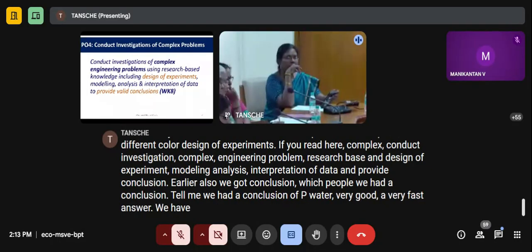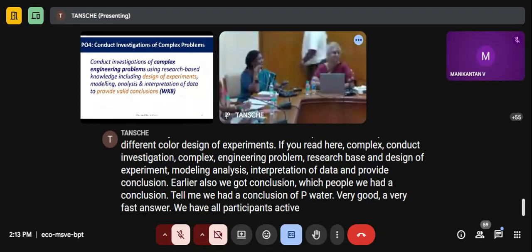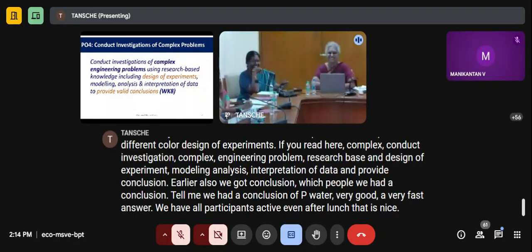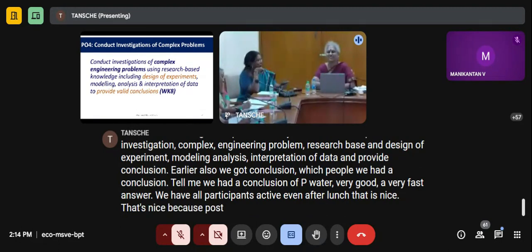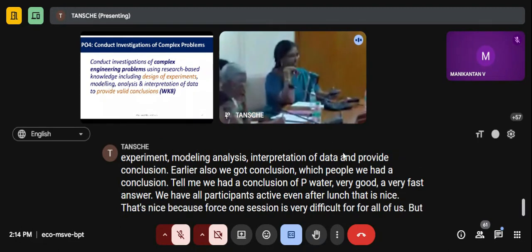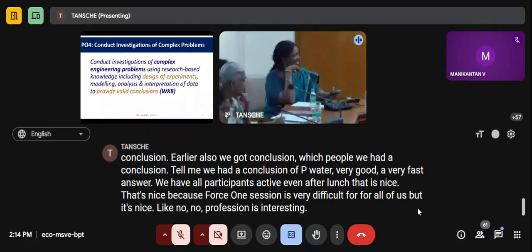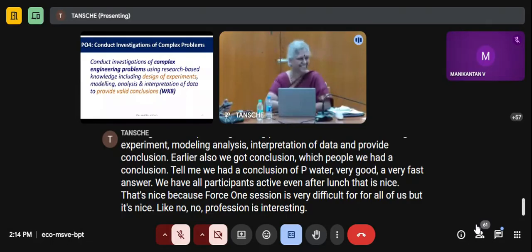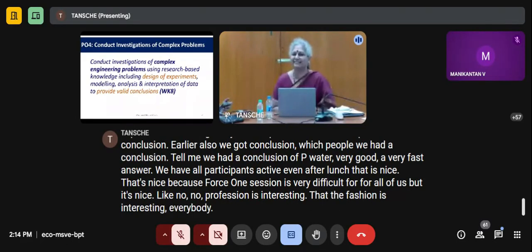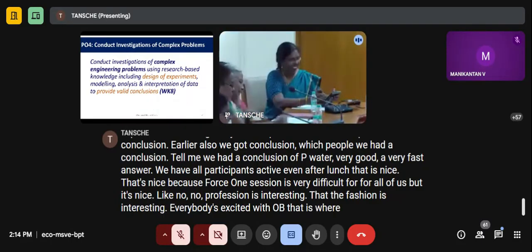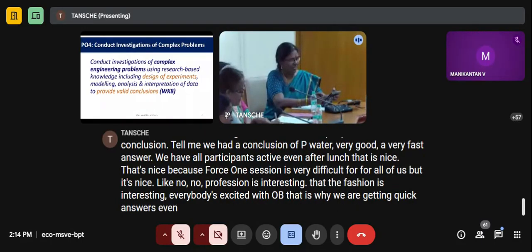We have all participants active even after lunch. That is nice, because the post-lunch session is very difficult for all of us. The session is interesting. Everybody is excited with OBE. That is why we are getting quick answers even after lunch. No other answer is acceptable.